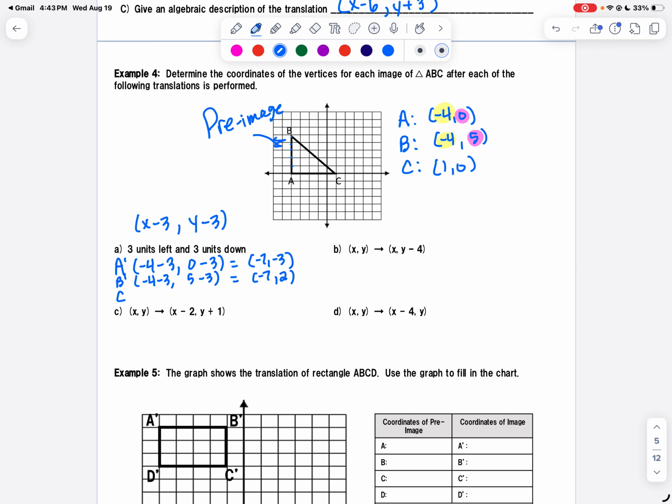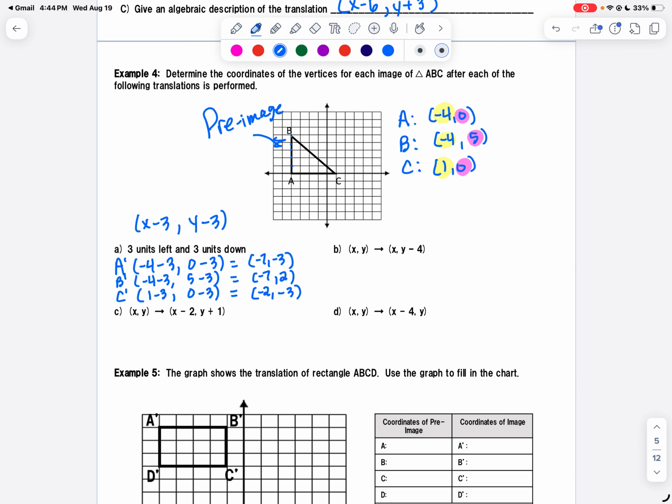So that's B prime. All right, now we're going to do the same thing to C prime. But the x coordinate of C is 1, and the y coordinate of C is 0. So I'm going to take 1 and decrease it by 3, and then I'm going to take my 0 and decrease it by 3. So that would give me -2, -3. So there's A prime, B prime, and C prime.